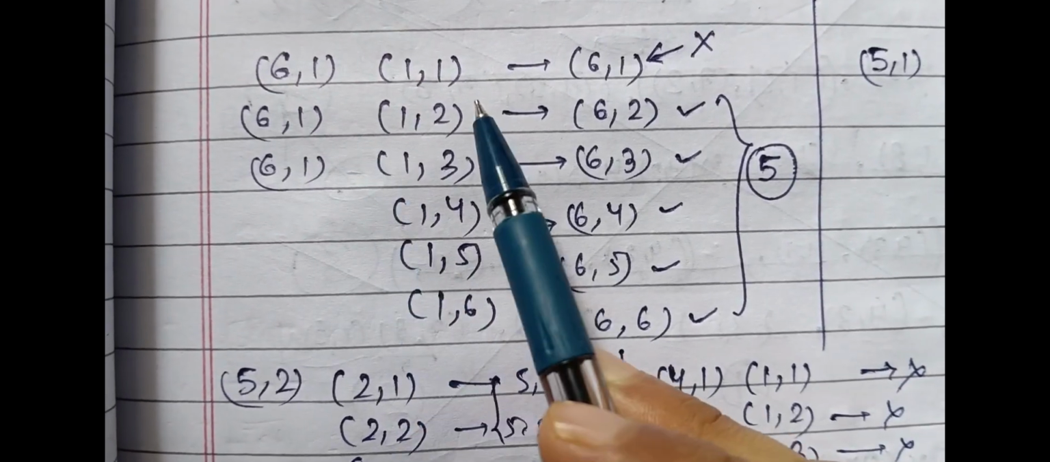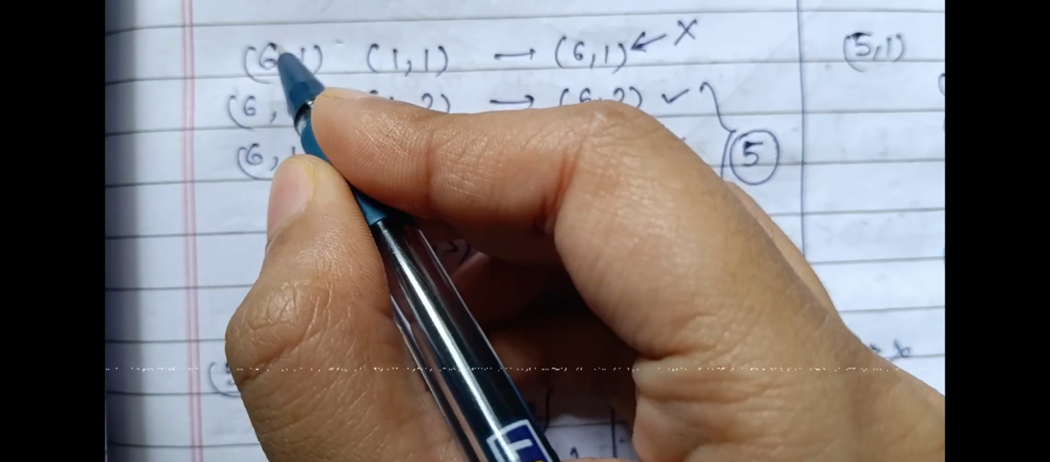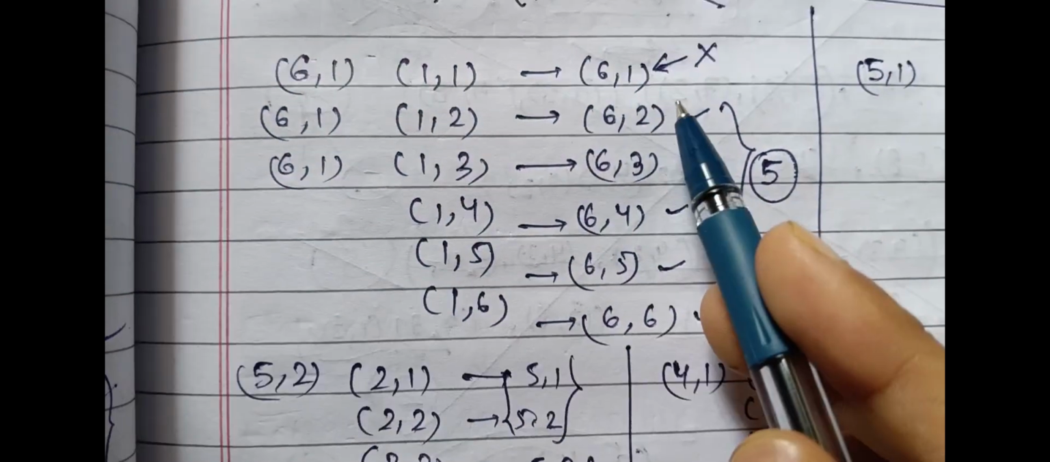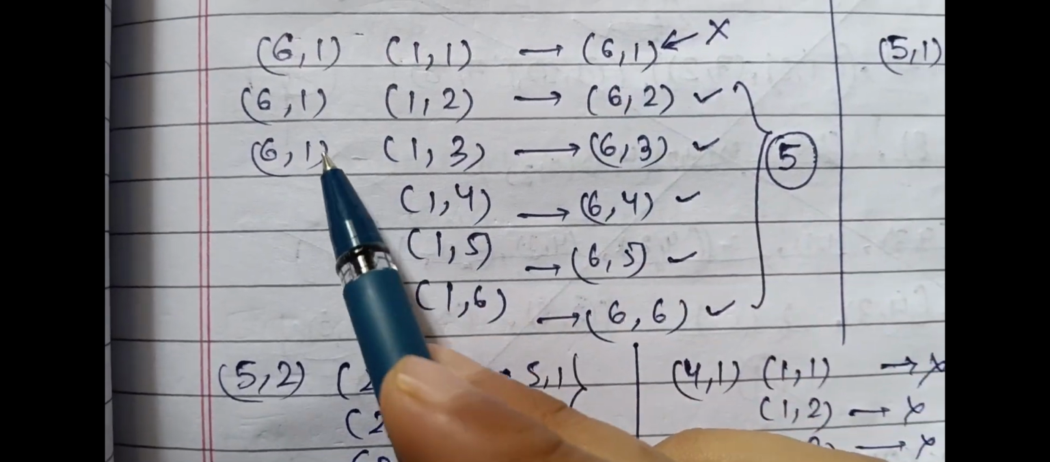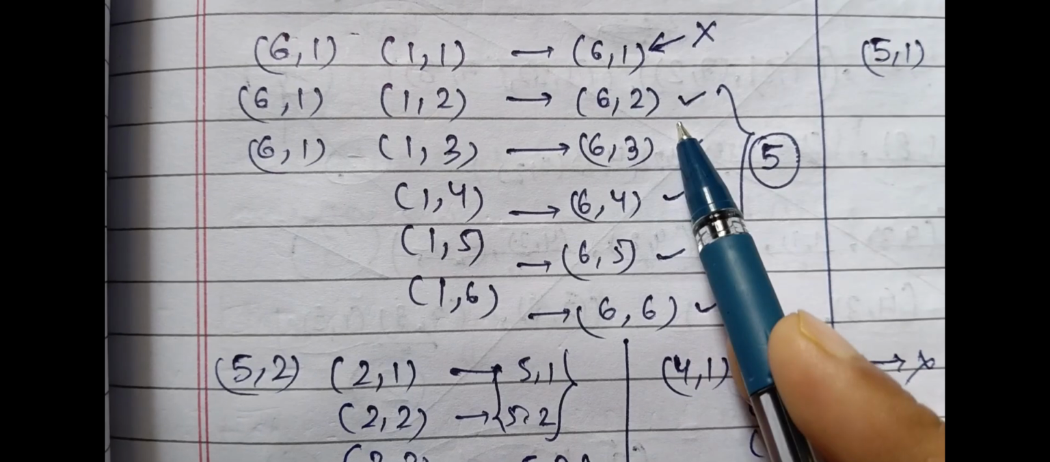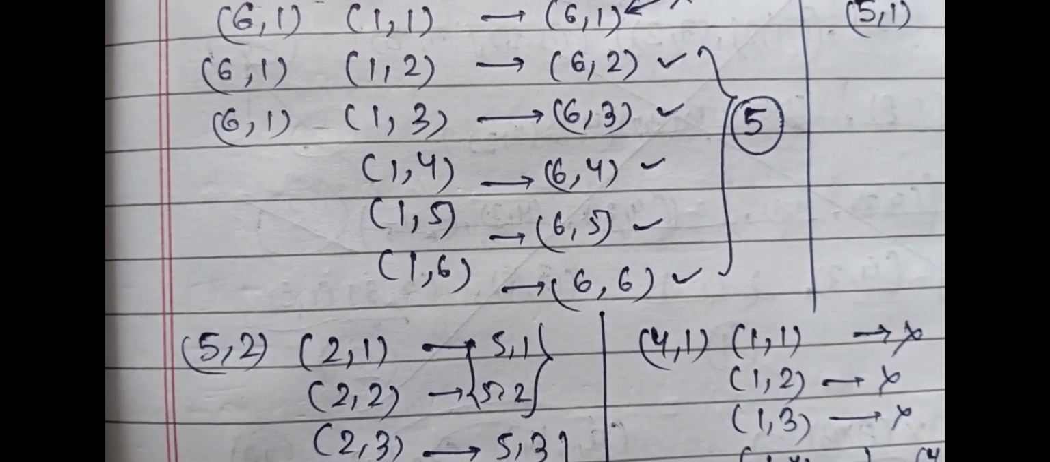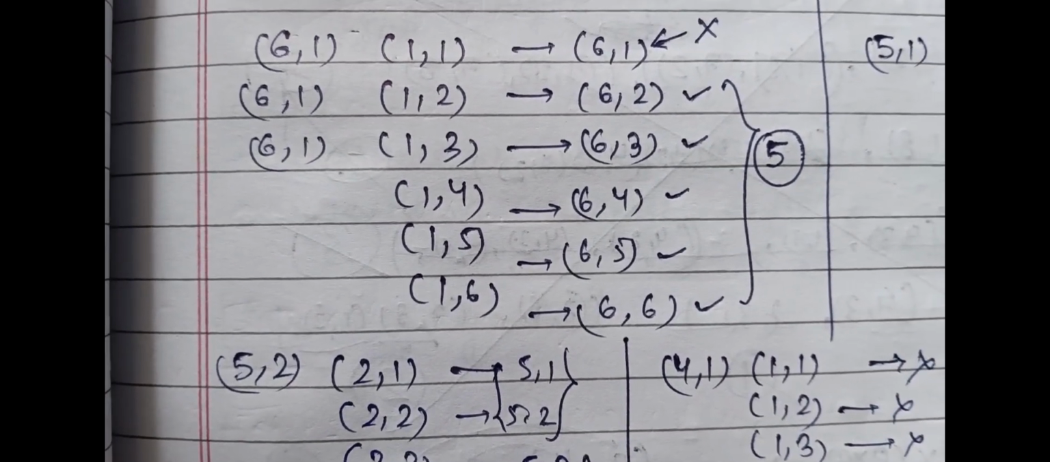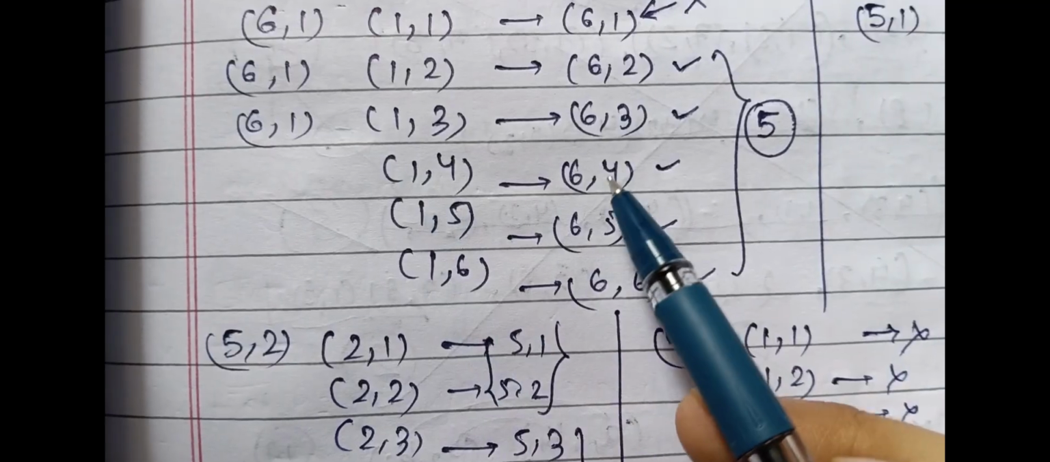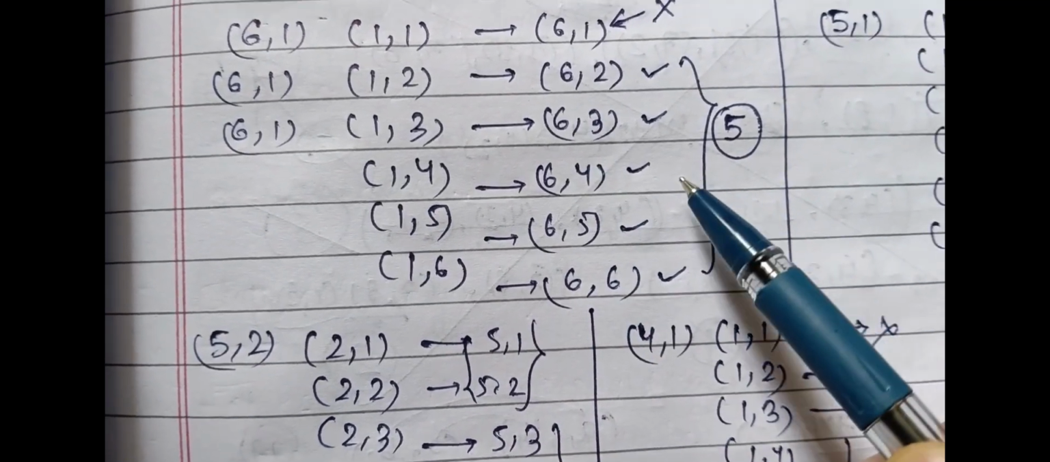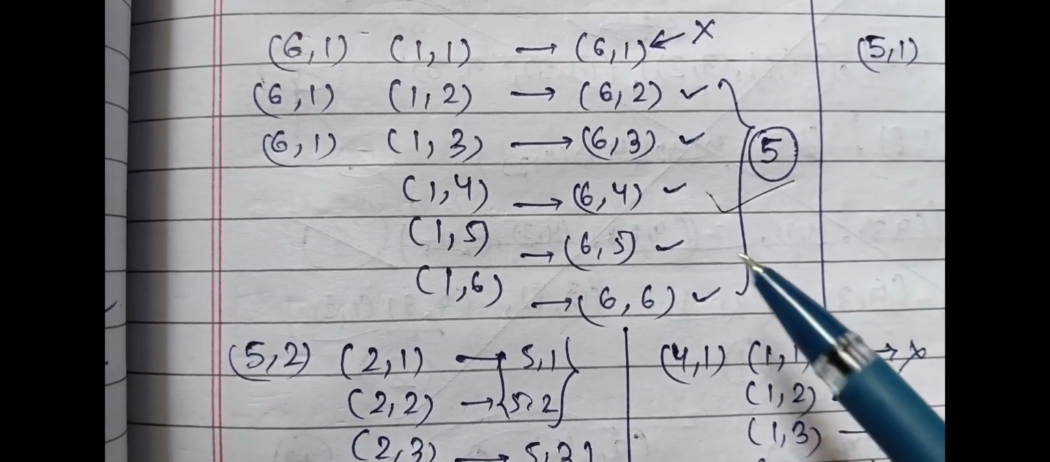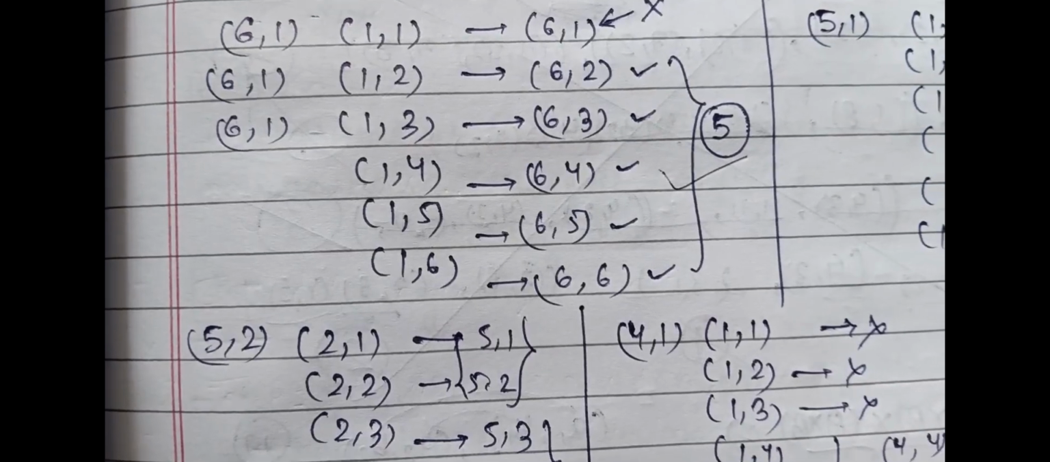So 6, 1, 1, which means 6, 1 should be there. It is already there, so this does not need to be added. 6, 1 and 1, 2, so 6, 2 needs to be there in order to say that it is transitive, and 6, 2 is not there, so we need to add this, and like that we'll make all these cases. So there are 5 possible pairs which have to be added to make it transitive.